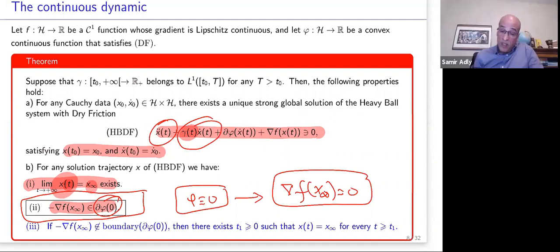So the most interesting property is property number 3 that we have here. What does this property say exactly? If minus the gradient of f at x infinity is not in the boundary of this set, which is the subdifferential of phi at 0, then there is convergence of the trajectory in finite time. This is the most interesting property.